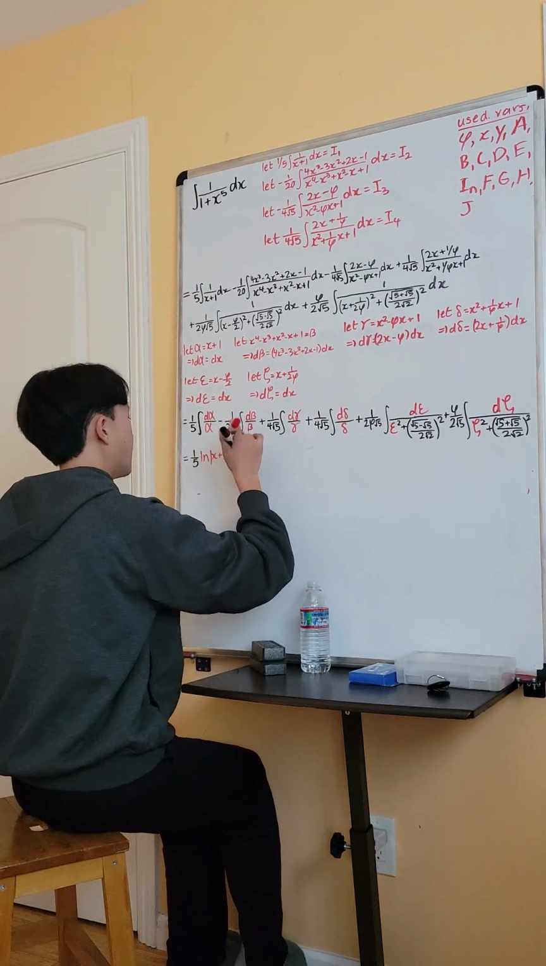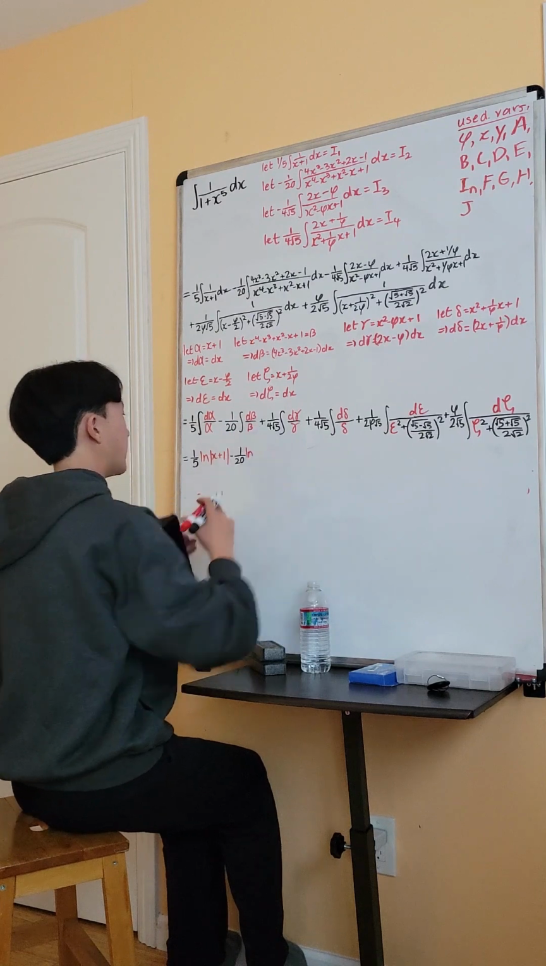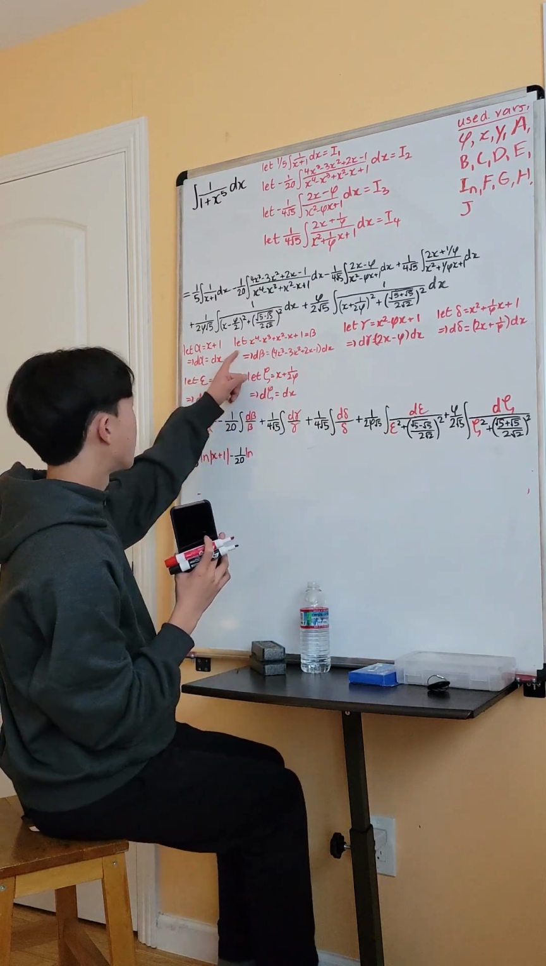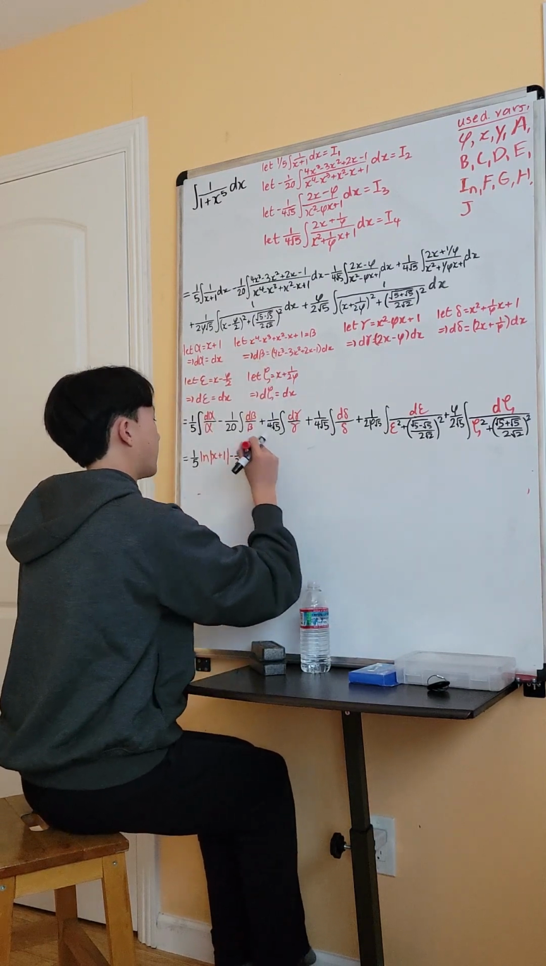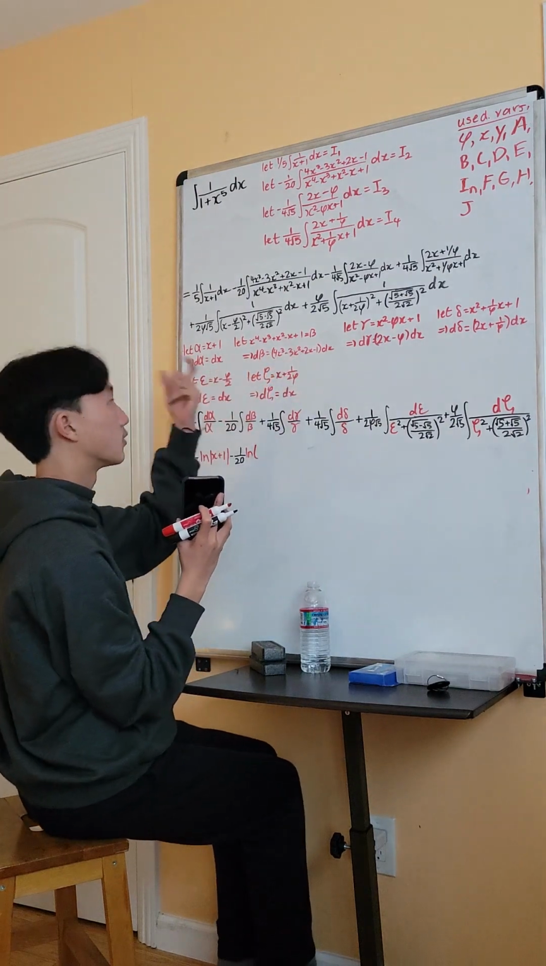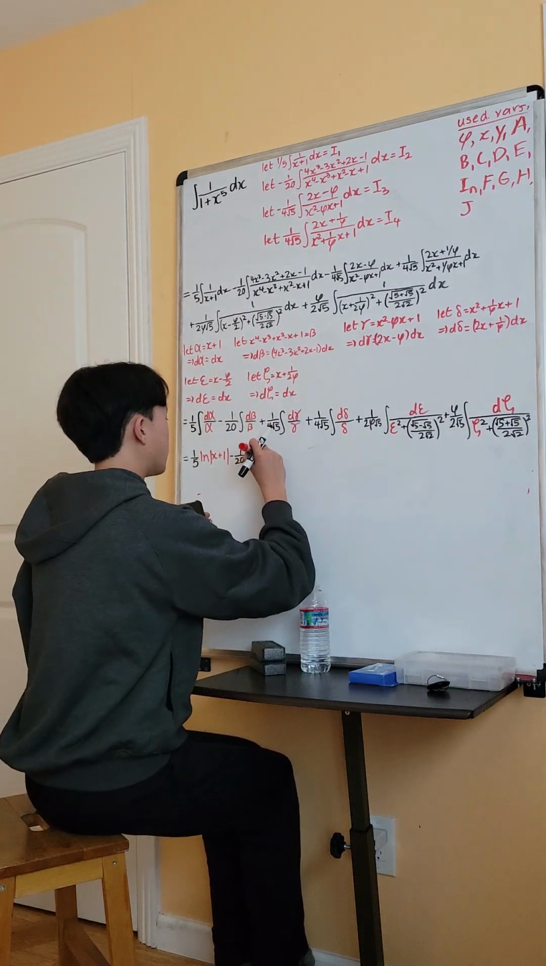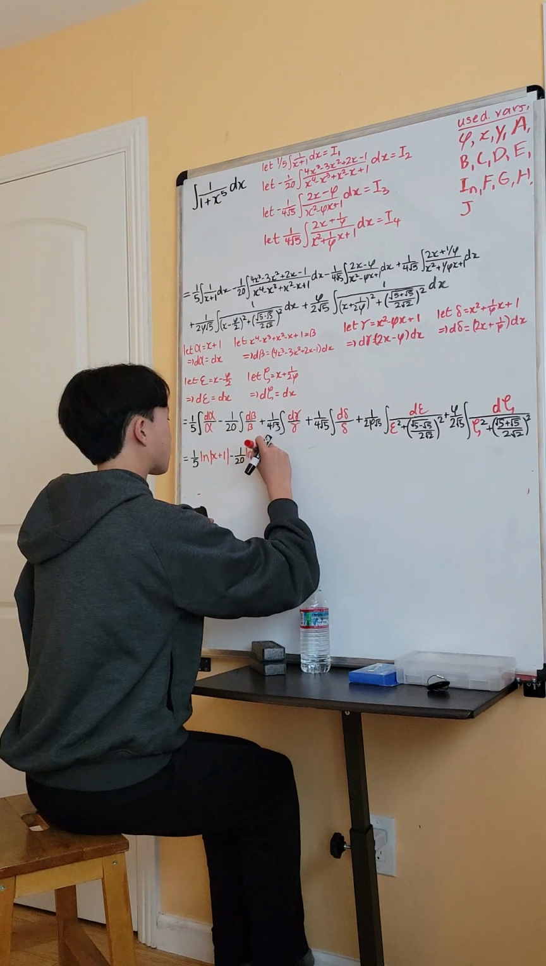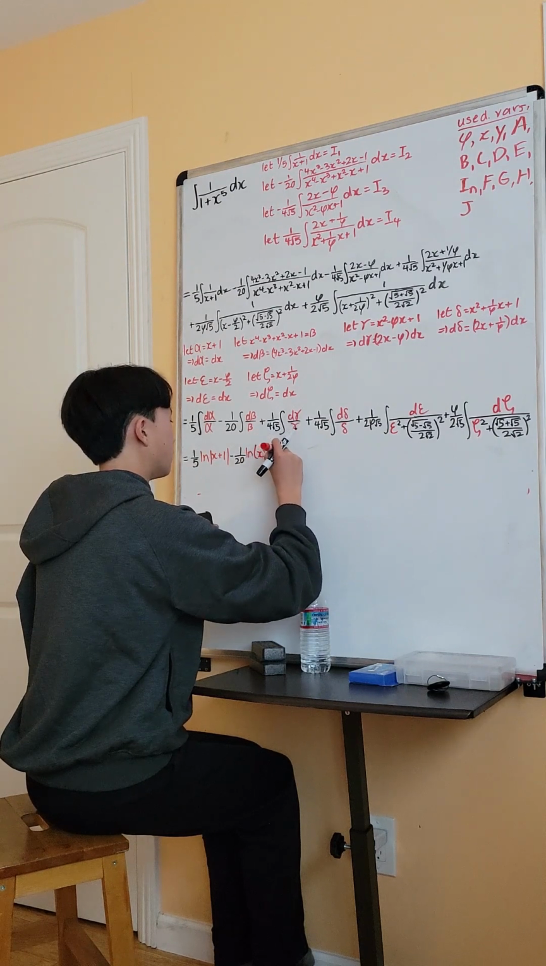1 over 20, natural log of, since it's d beta over beta, and beta is just that. And because there's no roots for that, it is always positive. We don't need absolute value bars.